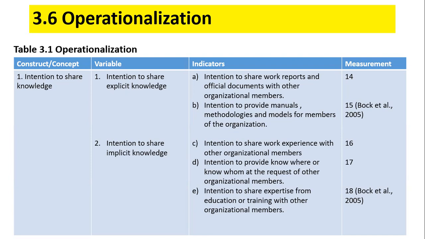So you have to use the construct or concept, then variable, then indicators. Then under the measurement, right? So the questionnaire, question number 14, discussed. Questionnaire, question number 14. So then what is the second indicator of explicit knowledge?